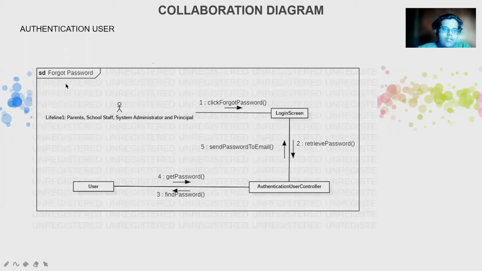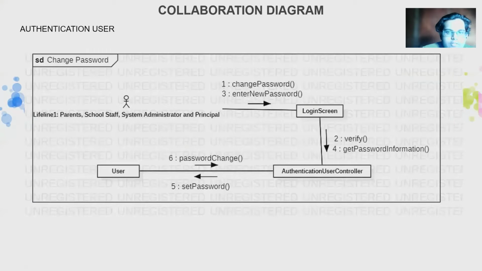Next, we proceed to forget password. When the parent, school staff, system administrator, or principal clicks forget password, it will go to retrieve password, find password, get password, and send password to email. For change password, we change password, verify, enter new password, get password information, set password, and password change. It will return to the user.